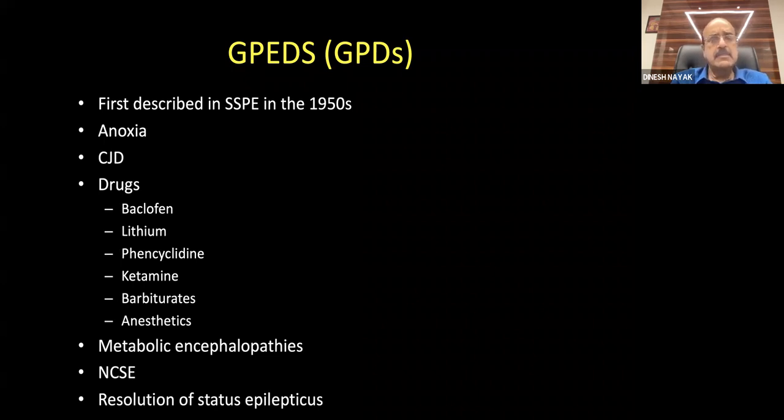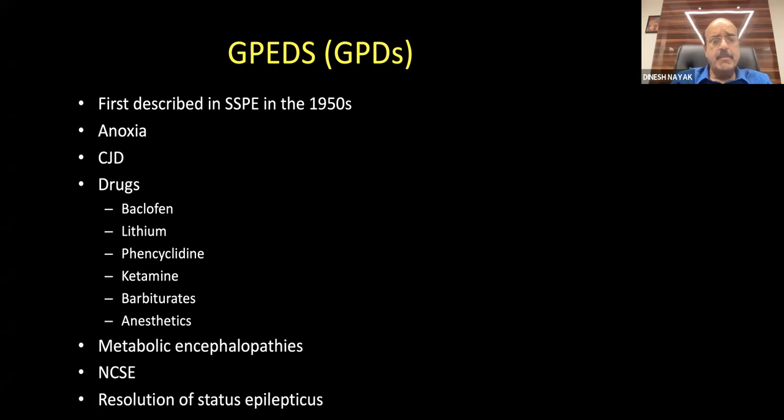So the burst is the GPED, and the suppression is the activity between the two bursts. So that's what it is. Induced burst suppression is by barbiturate anesthesia. So you can actually induce a GPED.